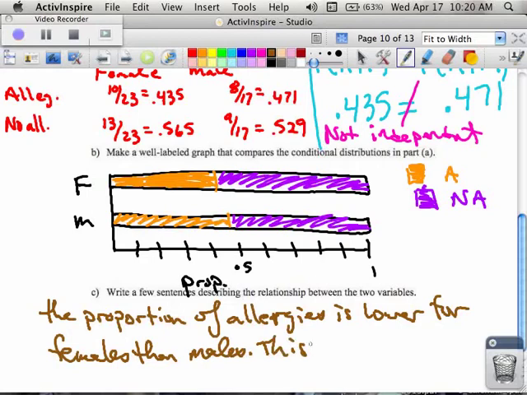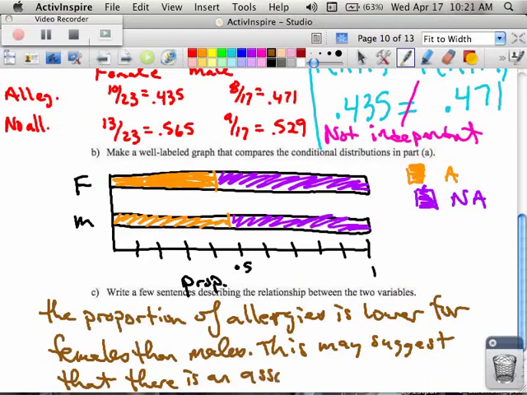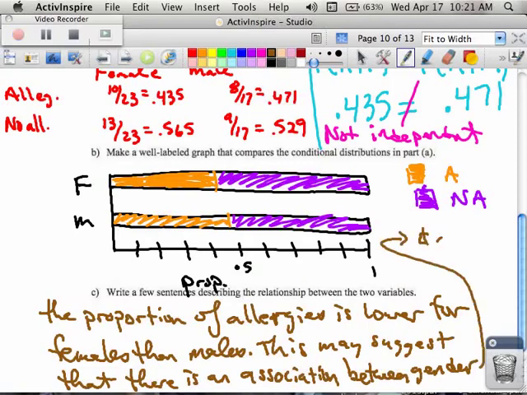This may suggest that there is an association between gender and allergies. Maybe. Maybe not.